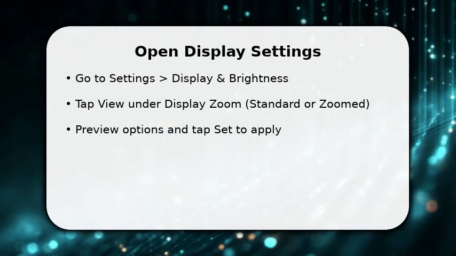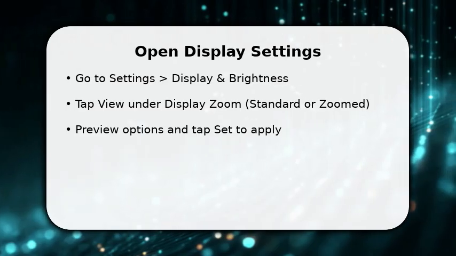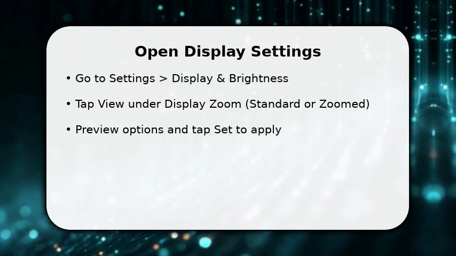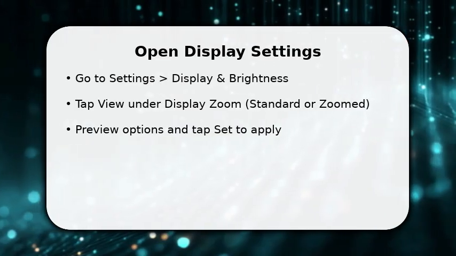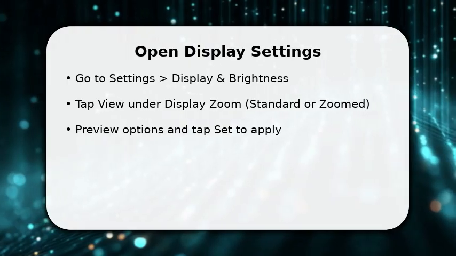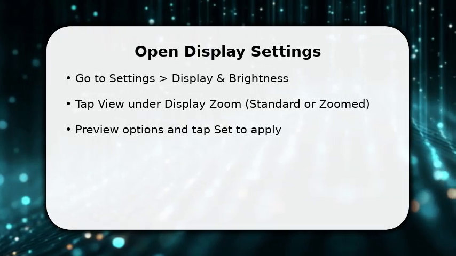You start by opening Settings and navigating to Display and Brightness so you can change screen zoom immediately. Once there, look for View under Display Zoom. It shows standard and zoomed previews. Tap the preview you want to inspect and use the Preview button to confirm layout changes.